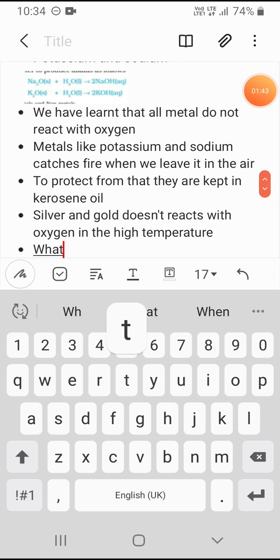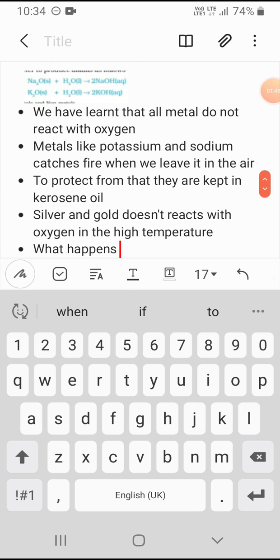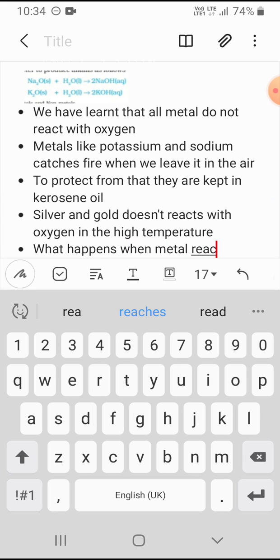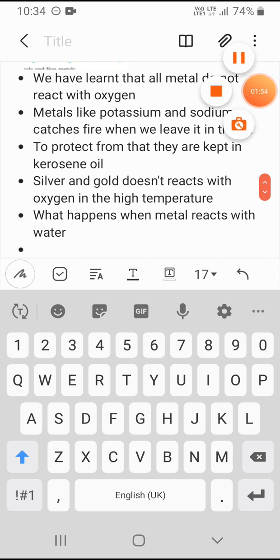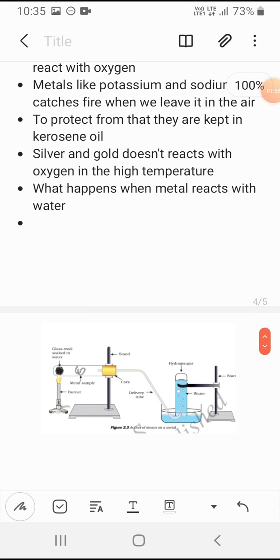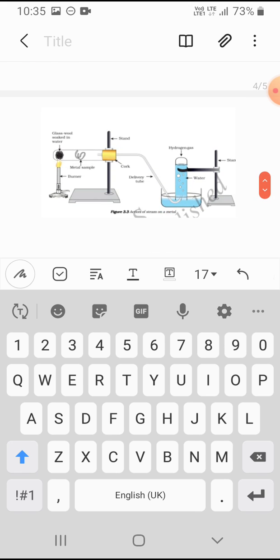What happens when metal reacts with water? What do we get when metal reacts with water? This is the action of steam on metal. So they may ask you to draw this diagram, and you have to draw it if they ask.